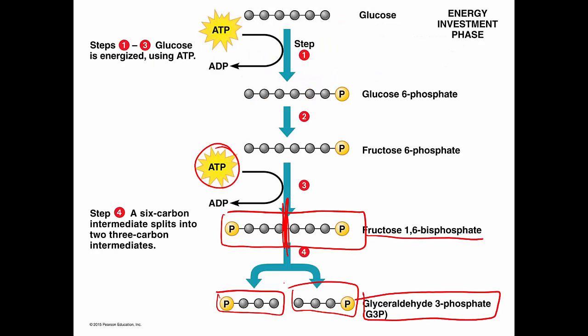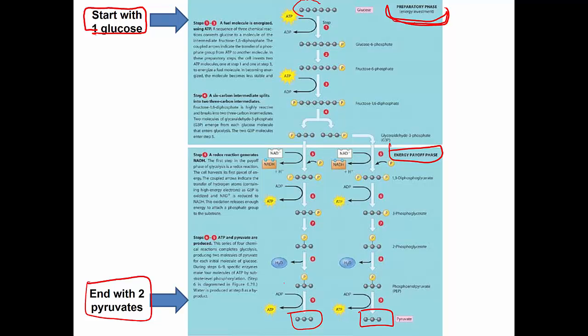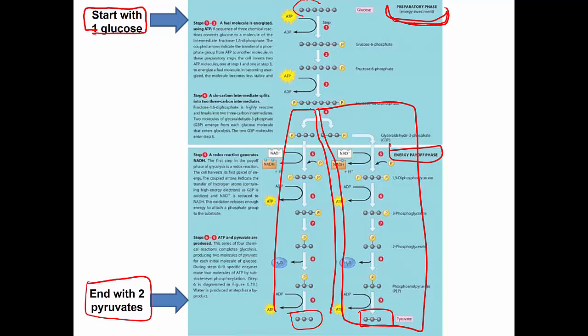If we go back to the summary slide, you can see that we split the molecule in half. So we have the process happening once, and we have it happening twice. Essentially, once you've split that molecule, the fructose 1,6-bisphosphate and a glyceraldehyde 3-phosphate, now that process with glycolysis is going to happen twice, since you have 2 3-carbon molecules.